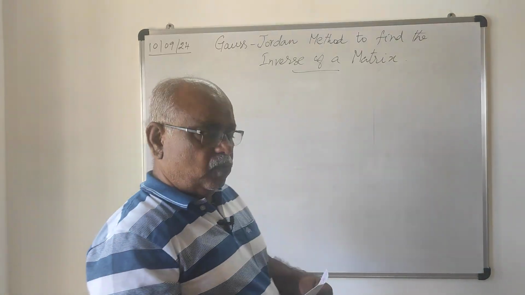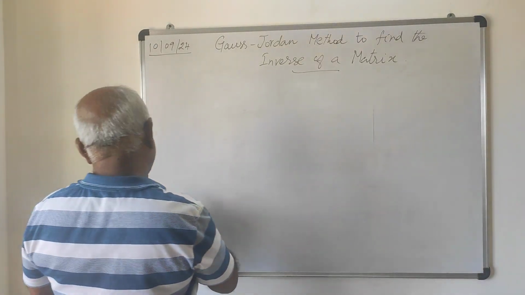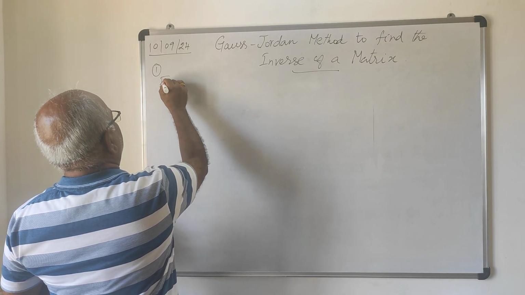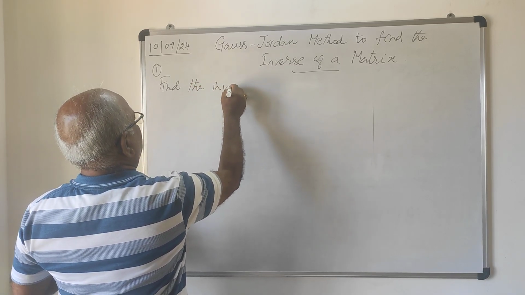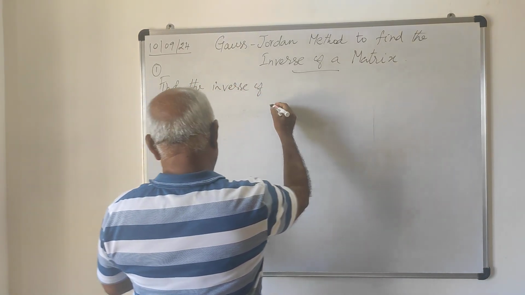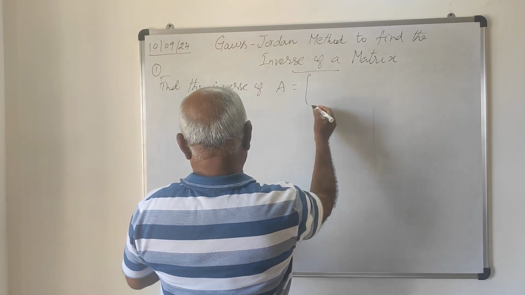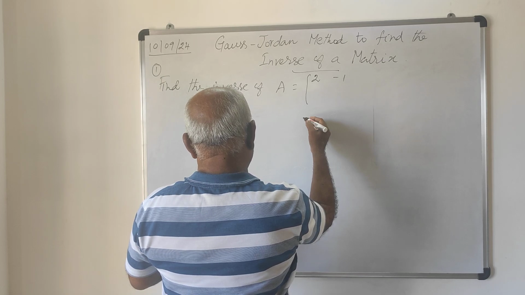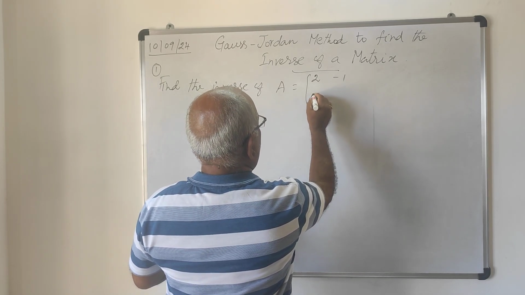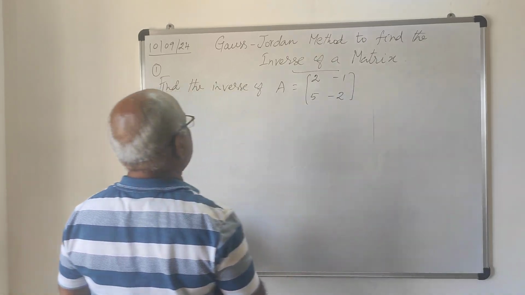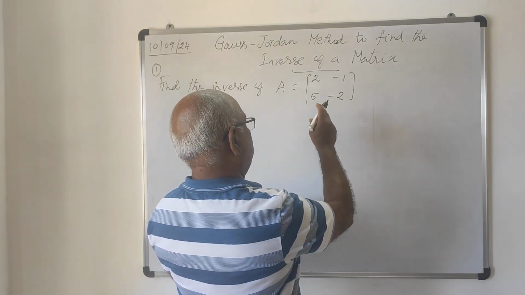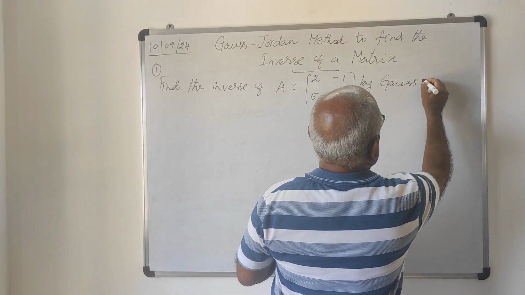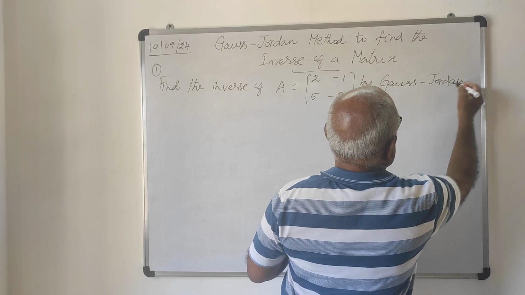First I am going to find out the inverse of a 2 by 2 matrix. The first problem: find the inverse of the matrix A, given as 2 minus 1, 5 minus 2, by the Gauss-Jordan method. That's our problem.